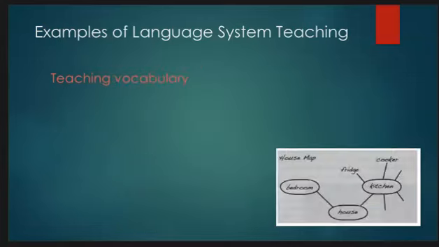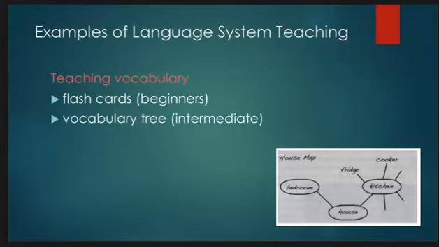When teaching vocabulary, there are some things that are better for some levels, and other things that are better for different levels. So when you're working with beginners, flashcards can be really useful, showing images and then having them learn the words based on that, or maybe showing images of people displaying emotions and learning adjectives or emotion words that way. For intermediate learners, sometimes things like vocabulary trees can be really useful.